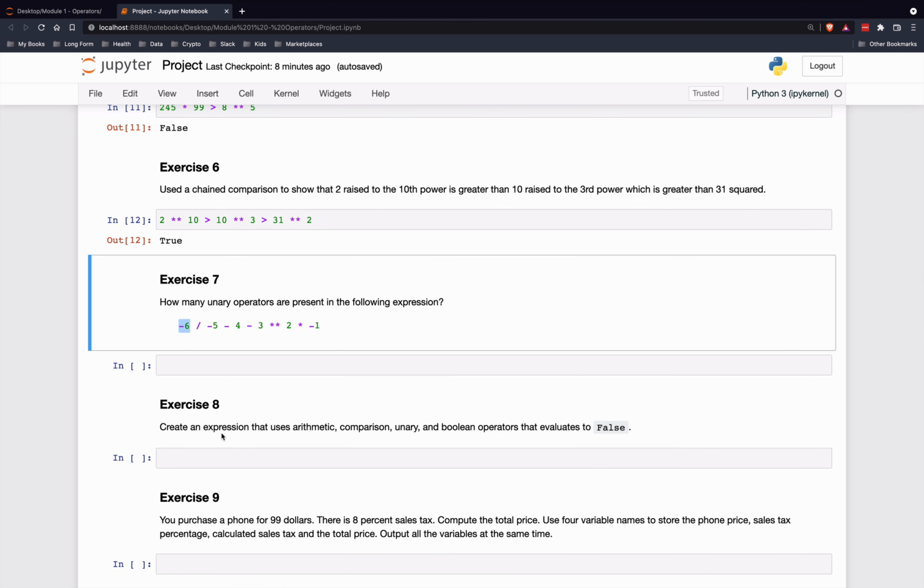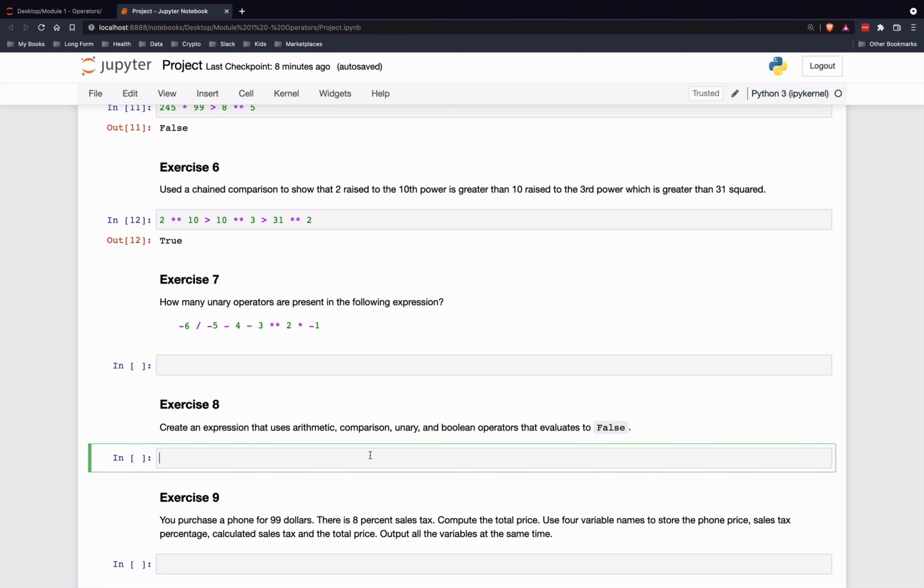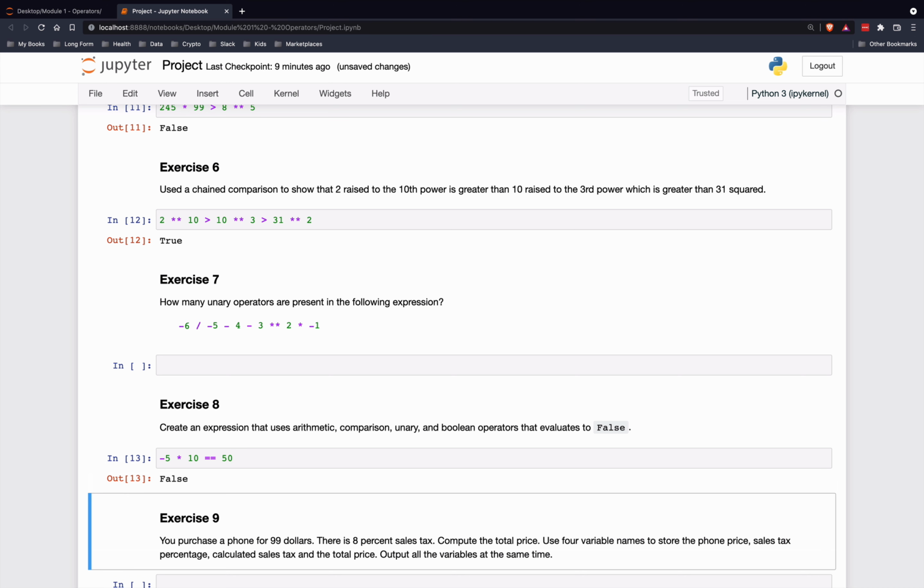All right, number 8, create an expression that uses arithmetic, comparison, unary, and Boolean operators that evaluates to false. So we want to use all of our operators over here, and you can do whatever you want here. So let's start off by making sure we use a unary operator. We can say -5 times, I don't know, say 10. Okay, so we have a unary operator and an arithmetic operator. A comparison operator, we'll say, is this equal to 50? It's equal to -50, so that is false. We can run this right now and just test it.